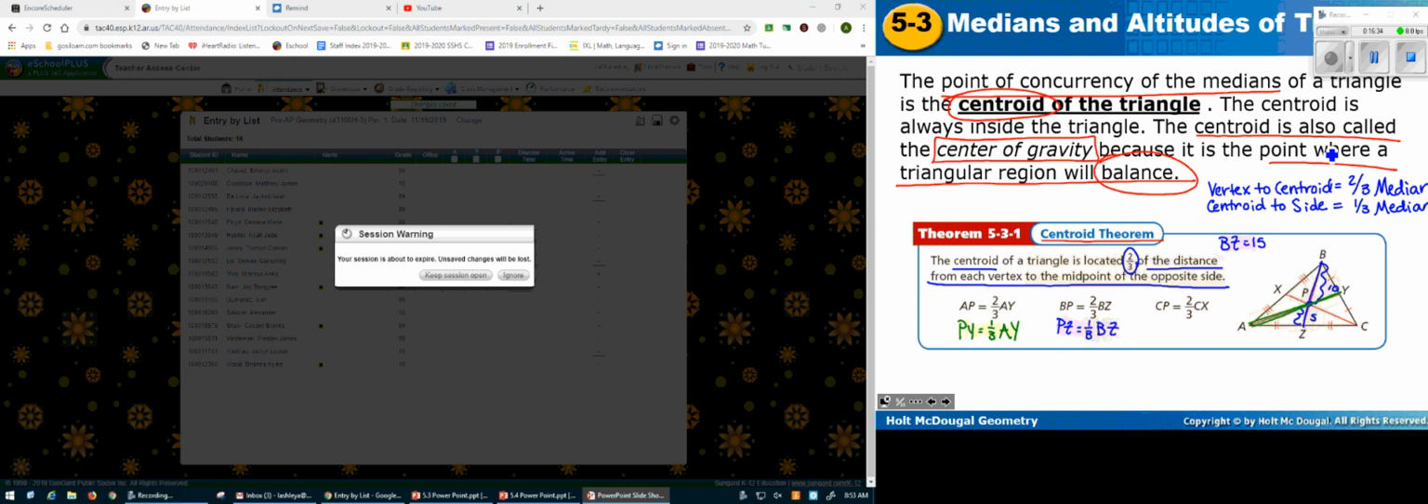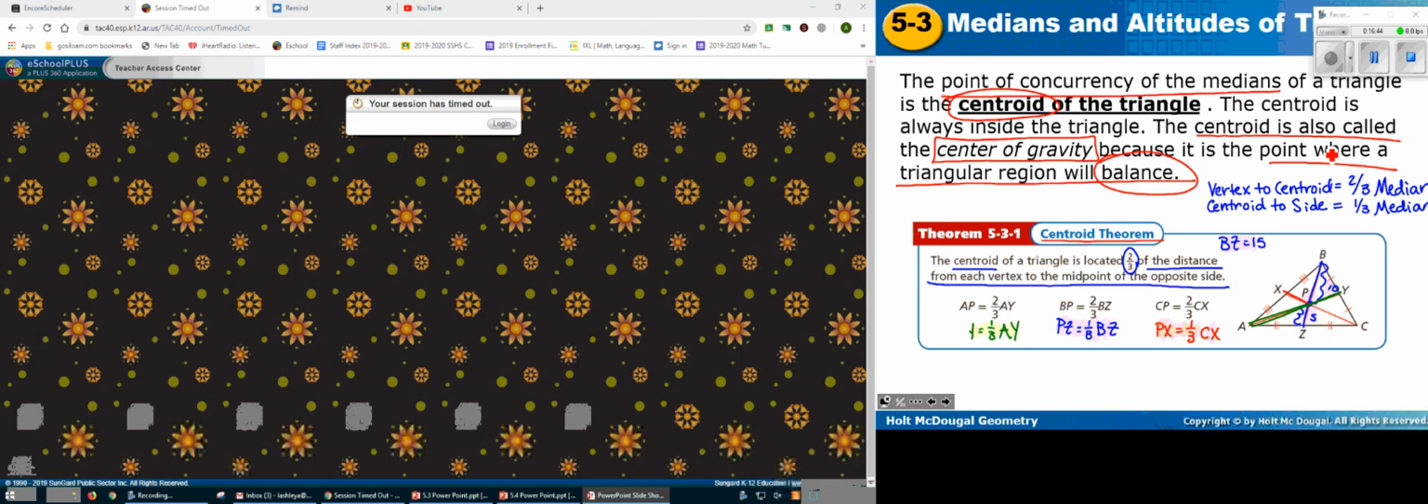And then if I'm looking at the red CX line, then PX would be the short part. So PX would be equal to 1/3 of CX. So you can write it either way in terms of the 2/3 or the 1/3 part. Big idea though is a centroid splits a median into 2/3 and 1/3. Vertex to centroid is the bigger piece, the 2/3 part.